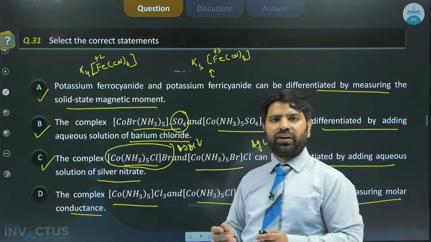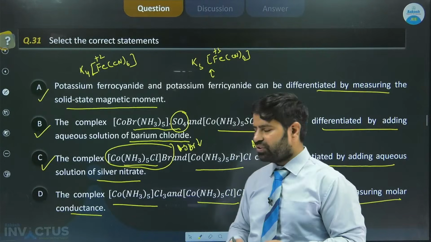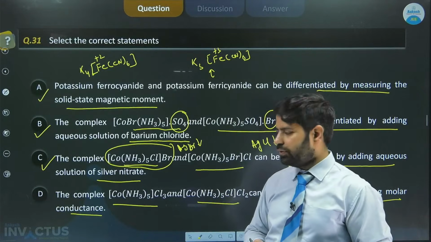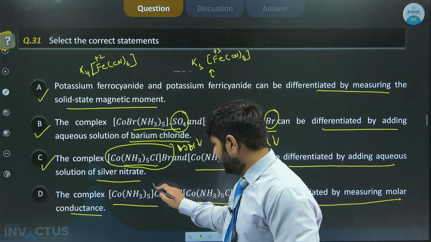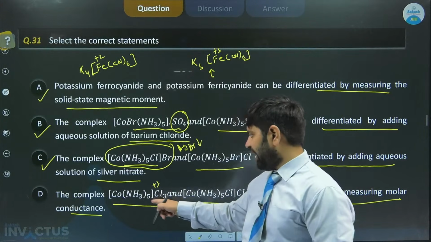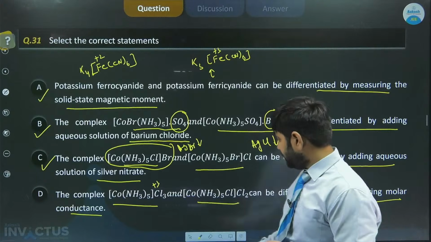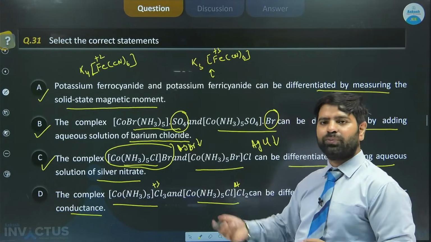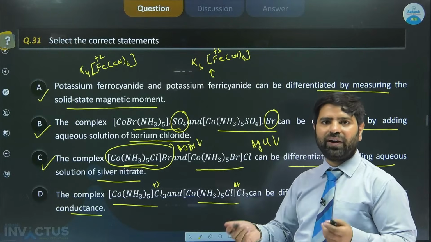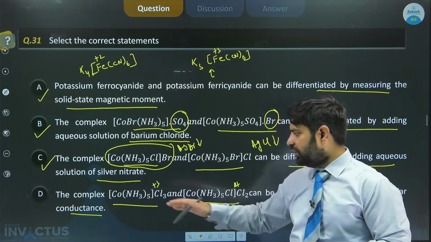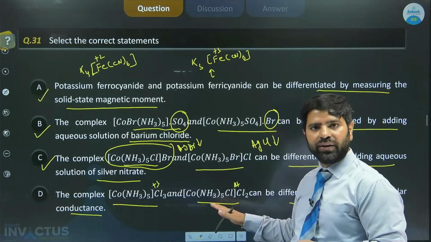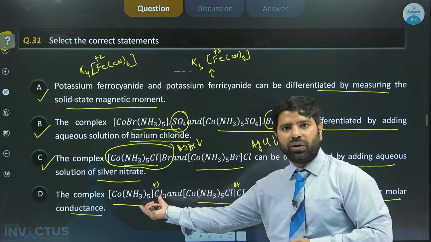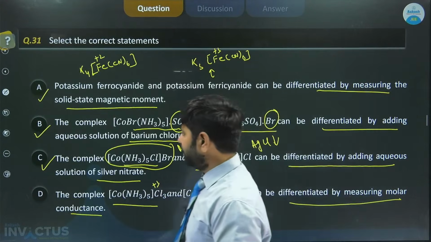The complexes, this and this, can be differentiated by measuring molar conductance. So molar conductance basically depends on the charge on the complex and the number of ions. So what is the charge on the complex? +3, and here 1 cation and 3 anions would be present. Here +2. The charge on the complex and the number of ions will decide it. So these two will have different molar conductance. This will have more molar conductance. Okay. So option D is also correct.